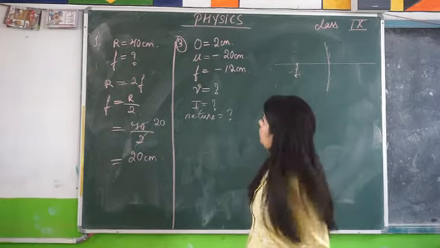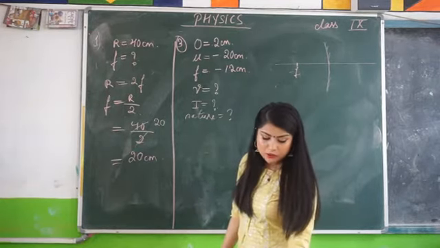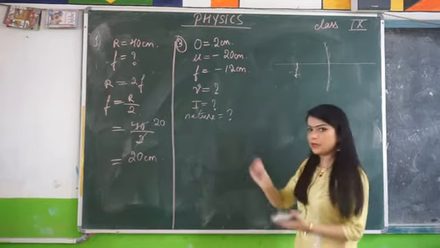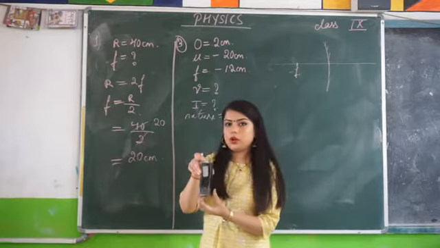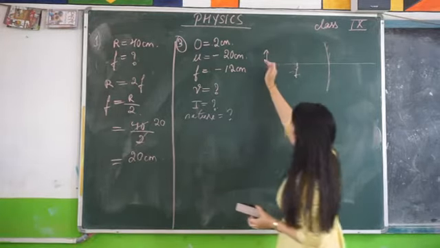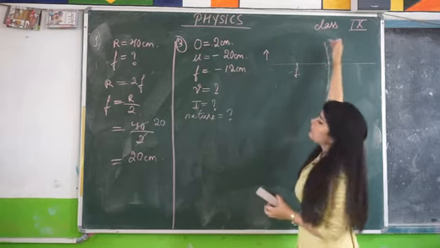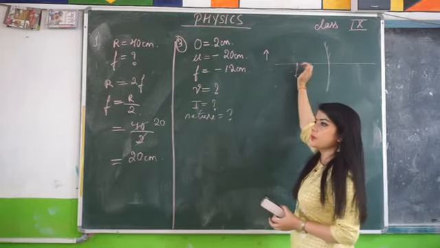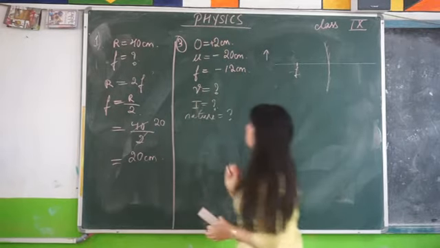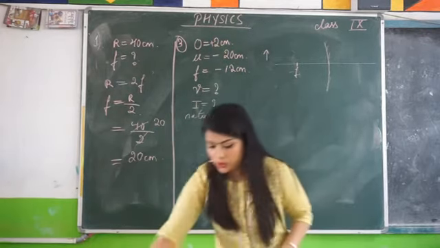Now, what about the height? An object of height 2 cm is placed in front of the mirror. When we place an object in front of a mirror, we don't invert it, we keep it upright. Anything above the principal axis will be positive, below will be negative. So this is our positive. These are the values given in the question.